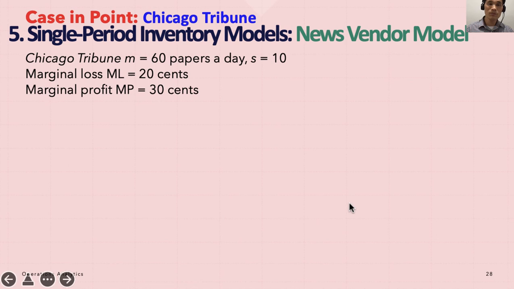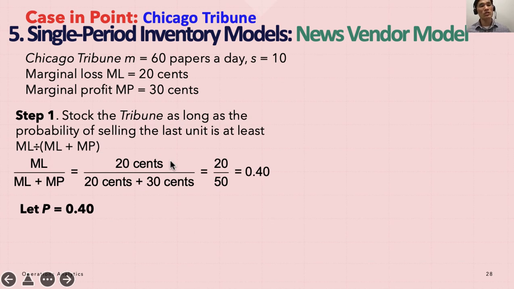Let's take an example. Say now we are going to use Chicago Tribune, 60 papers a day it's selling, and the standard deviation is 10, and marginal loss is 20 cents, and marginal profit is 30 cents. So this information is given. Then now we can jump into step 1, where we use this ML over ML plus MP formula, and we find 20 over 20 plus 30 gives you 0.4, so your probability is 0.4.